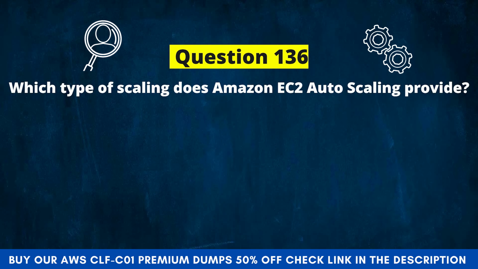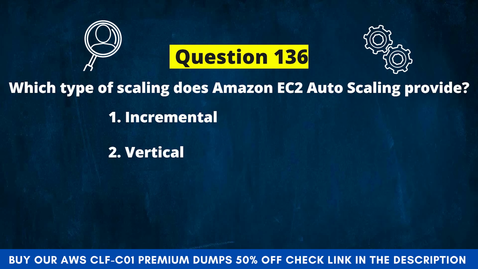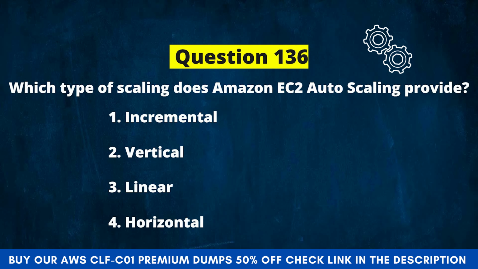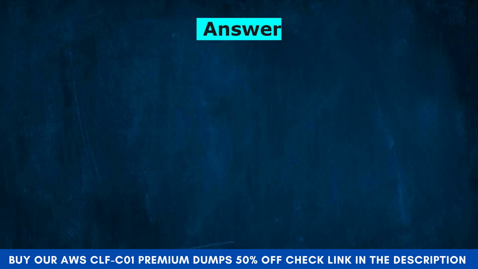Question 136. Which type of scaling does Amazon EC2 auto scaling provide? Now the options are: Option 1, incremental. Option 2, vertical. Option 3, linear. Option 4, horizontal. And the correct answer is Option 4, horizontal.